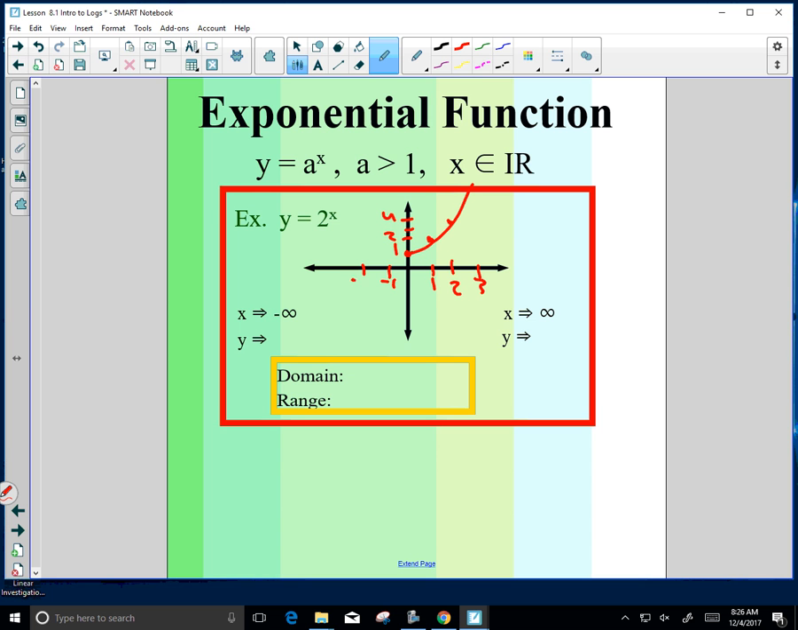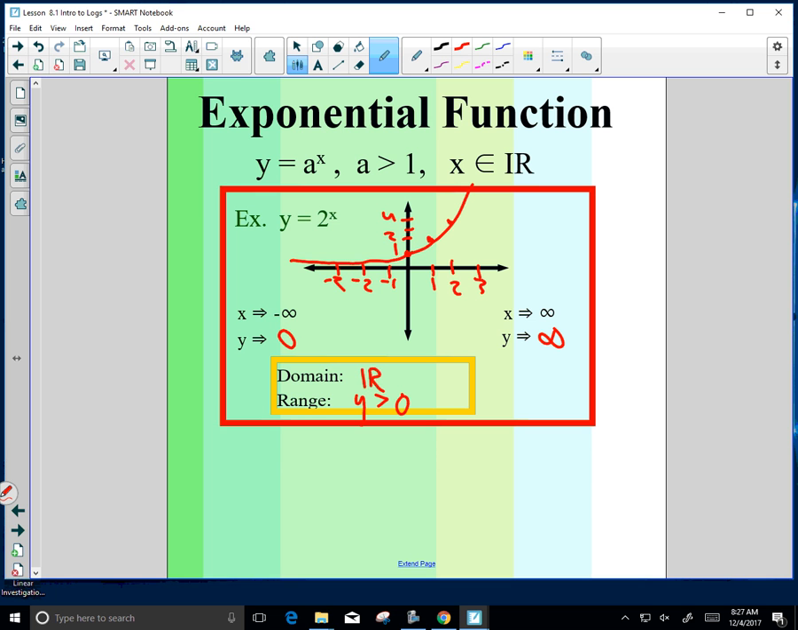But when we go the other way, it's going to go 1/2, then a 4th, then an 1/8. Will it ever get to 0? Will it ever touch the 0? No, it won't. So my domain is just going to be all reals. No problem. Any x we can put in. But the range is going to be y greater than what? 0. By the way, when we go to negative infinity, what's this y value getting close to? 0. And then when x goes to infinity, it's going to go to infinity.